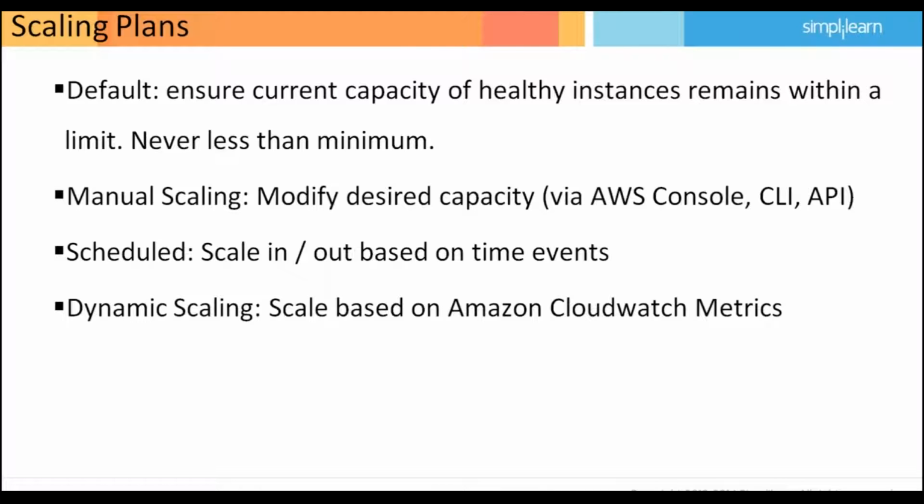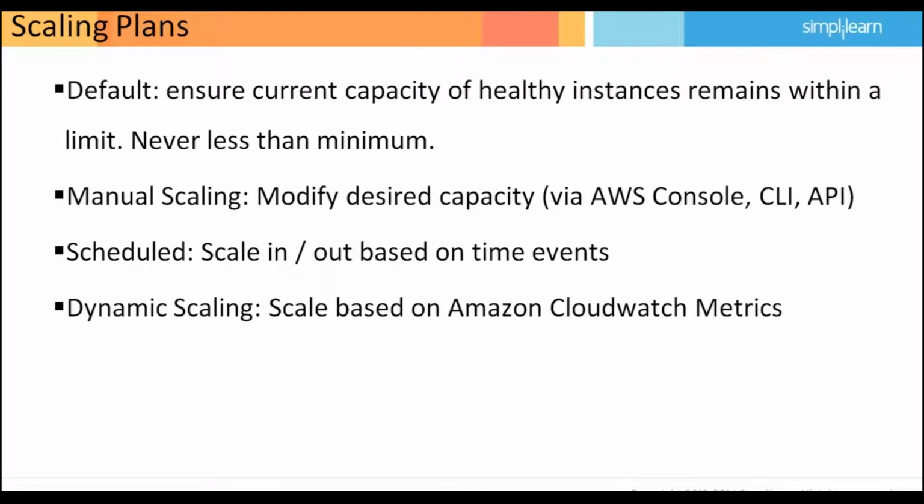Then a couple of important things. Ensure your current capacity of healthy instances remains within a limit. So never less than minimum, right? You don't want to have one instance running. Keep them probably on two availability zones, or make it 3 if you have 3 availability zones in your region.